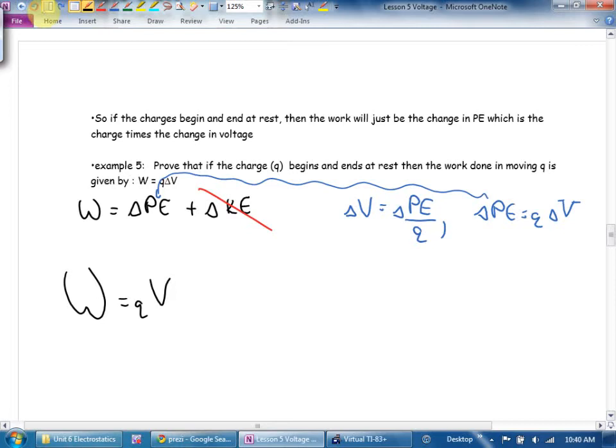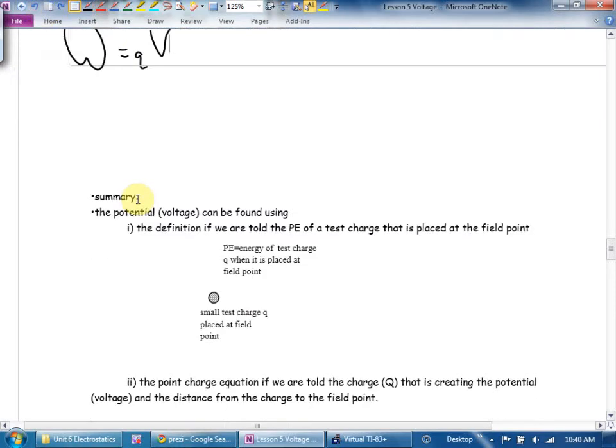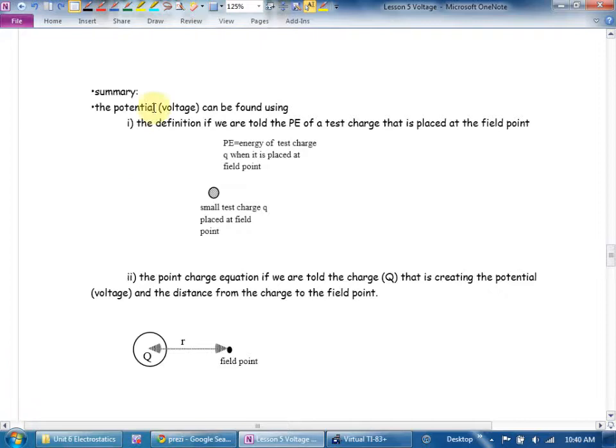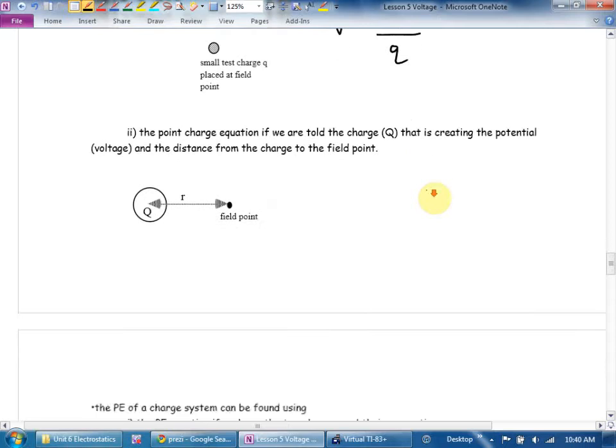Summary. Voltage can be found using the definition if we're told the potential energy of a test charge that is placed at that point. In other words, if you know how much potential energy and you know how big your tiny test charge is, you can calculate the voltage. That's the definition of voltage, joules per Coulomb. It can be calculated if we're told the planet and how far away we are from the planet. That tells us what the voltage is at that location. Further out you go, the smaller the voltage, the smaller amount of energy per Coulomb you have.